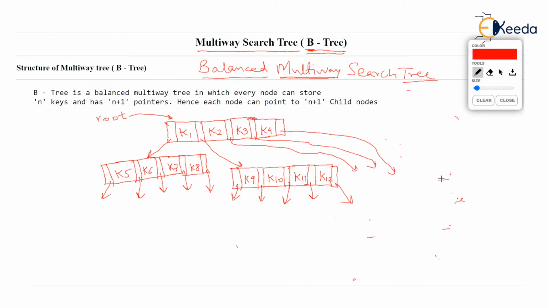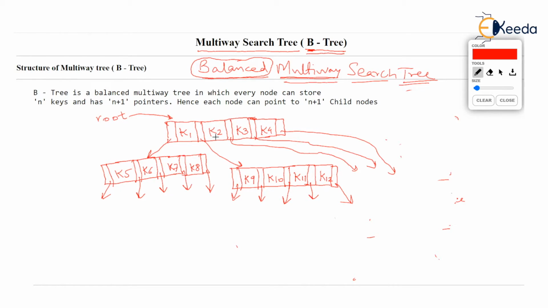I am still not discussing what we mean by balanced. Although the topic is B tree, let's first become comfortable with the multi-way tree, the multi-way search tree. So what is its appearance? How does it appear? In a multi-way tree, a node can store multiple keys.